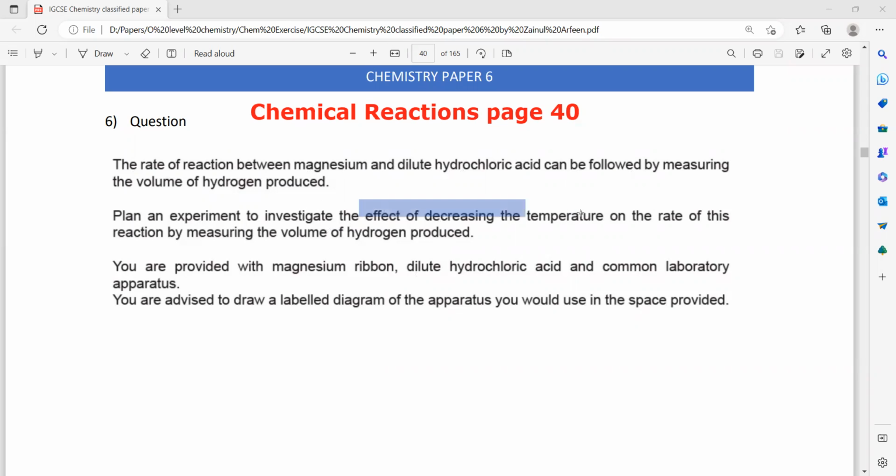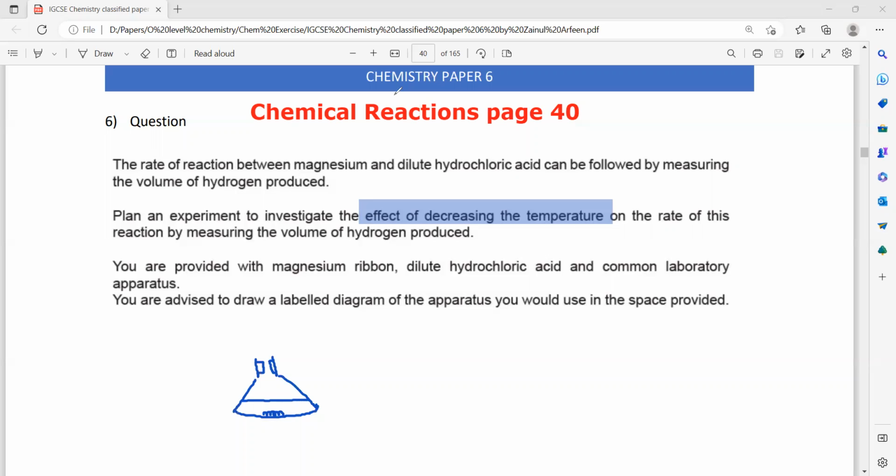Like if we decrease the temperature, how the rate of the chemical reaction will change, like how the production of hydrogen is affected. You are provided with magnesium ribbon, dilute hydrochloric acid and common lab apparatus. You are advised to draw a labelled diagram of the apparatus you would use in the space provided. Whenever you want to measure the volume of a gas given off, you can either collect it over water or have a conical flask, a gas syringe, and the reaction mixture.